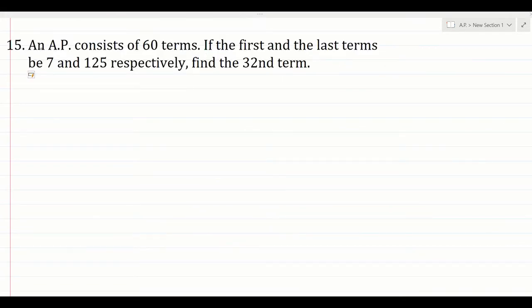Question number 15. An AP consists of 60 terms. If the first and the last terms be 7 and 125 respectively, find the 32nd term. So here we are given the total number of terms as 60. So of course n is equal to 60 and the first term is given as 7, and the last term is T60 because altogether there are 60 terms. So the last term is 125, isn't this?